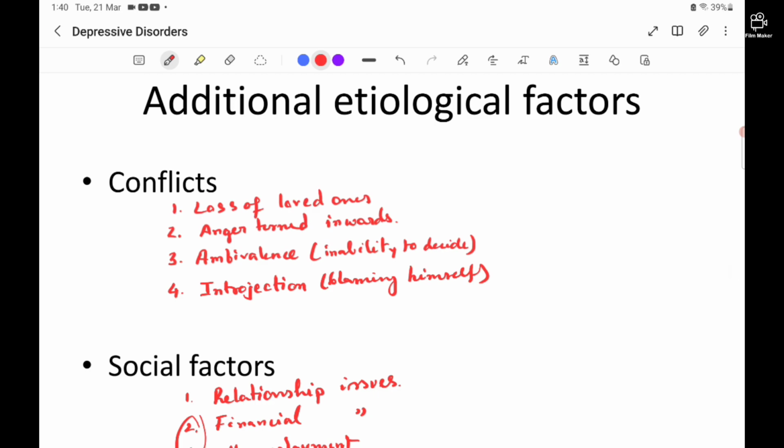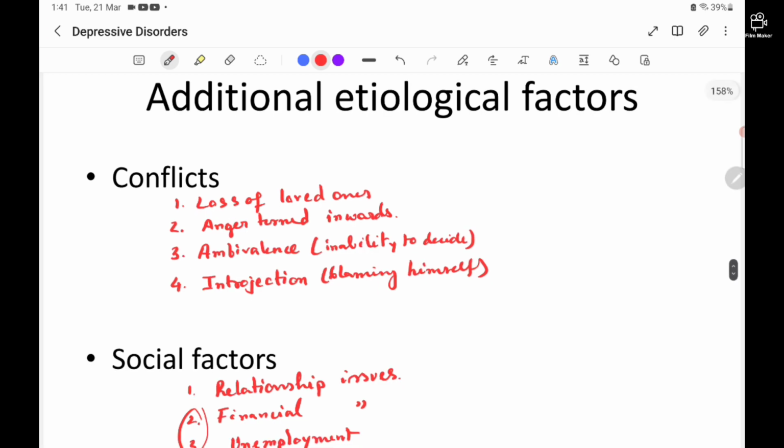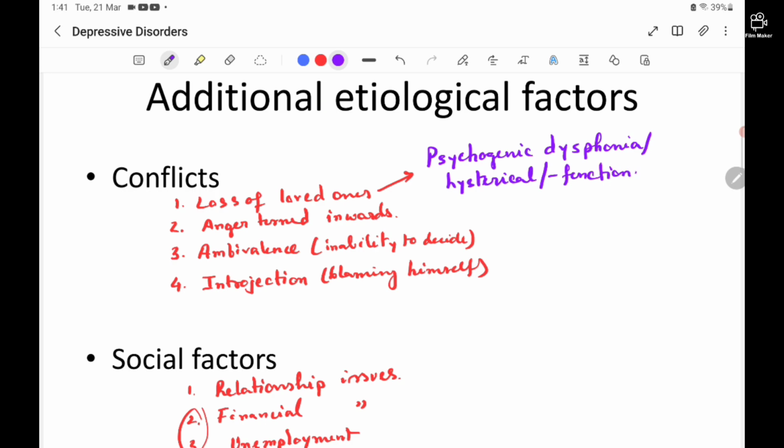Now, speaking about loss of loved ones, this basically comes under ENT, but I would like to describe it here. There is a typical psychiatric condition, not depression actually, which happens due to sudden death or sudden loss of some loved individual in life, which is called psychogenic dysphonia. Psychogenic dysphonia, or hysterical, or functional dysphonia.